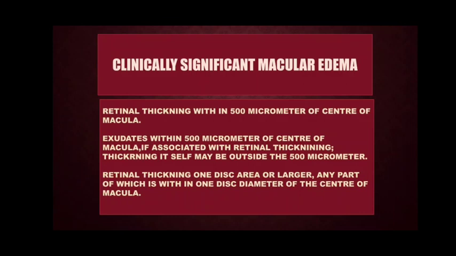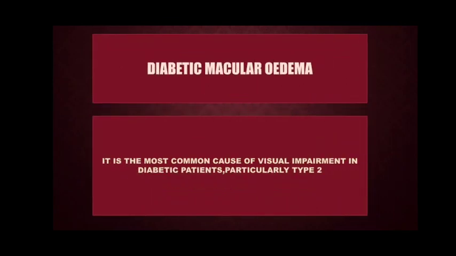From the center of macula, draw a circle of 500 micrometers. If retinal thickening occurs within this 500 micrometers, this is the clinically significant macular edema. If exudates are present within 500 micrometers, this is called significant macular edema. If thickening of retina is also outside of 500 micrometers, this is also significant macular edema. The most common cause of visual impairment in type 2 diabetic patients is this.